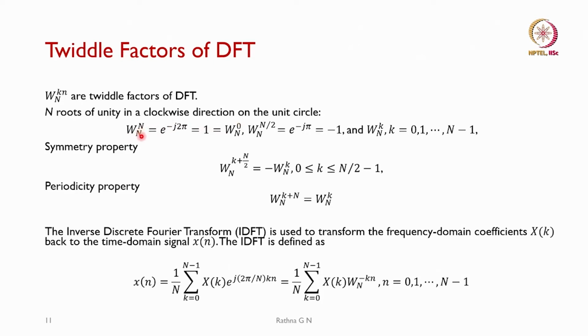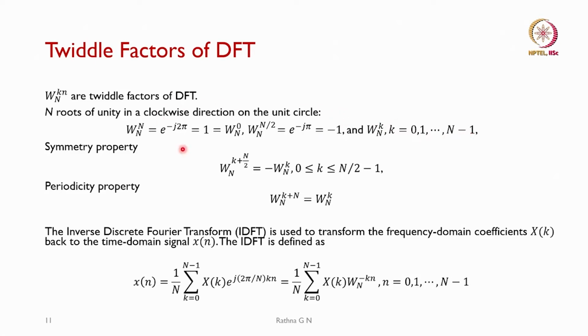So, that is the reason why we take 0 to N minus 1. When we substitute x of n equal to N, then k n becomes N, and it becomes e power minus j 2 pi, which is 1, which is nothing but W N 0. And then the center point, W N to the power N by 2, is equal to e power minus j pi, which is nothing but minus 1, and W N k we call it between the other values, with k equal to 0 to N minus 1.